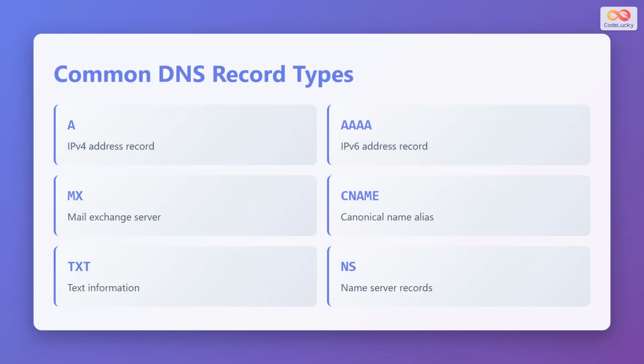DNS systems use different record types to store different kinds of information. The most common is the A record, which maps a domain name to an IPv4 address. For IPv6 addresses, we use AAAA records, which are pronounced "quad A" records. MX records identify mail exchange servers that handle email for a domain. CNAME records create canonical name aliases, allowing one domain to point to another. TXT records store text information, often used for domain verification and email security. Finally, NS records specify the authoritative name servers for a domain.